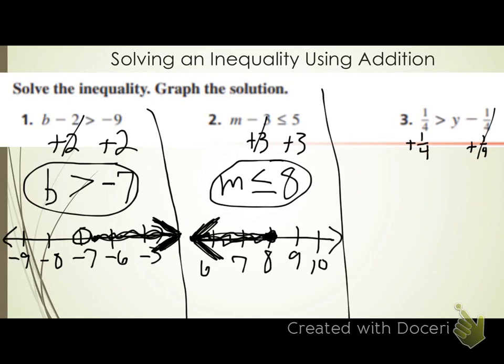Whatever I do to one side, I've got to do to the other. What's 1/4 plus 1/4? 1/2. Y is now by itself. There's my solution. Now I've got to graph it.